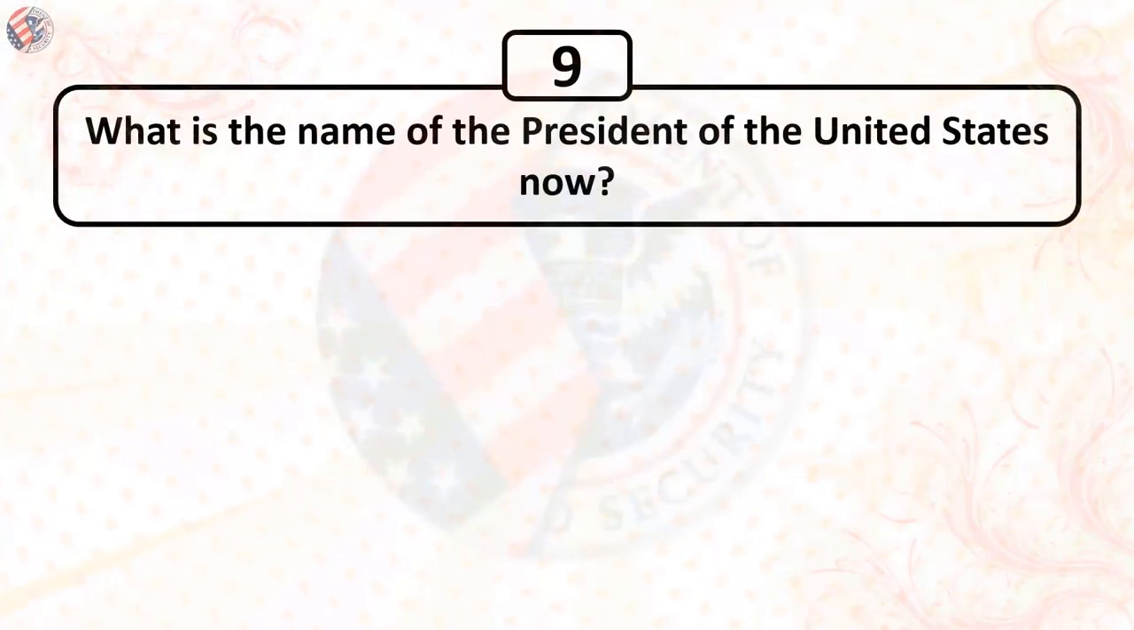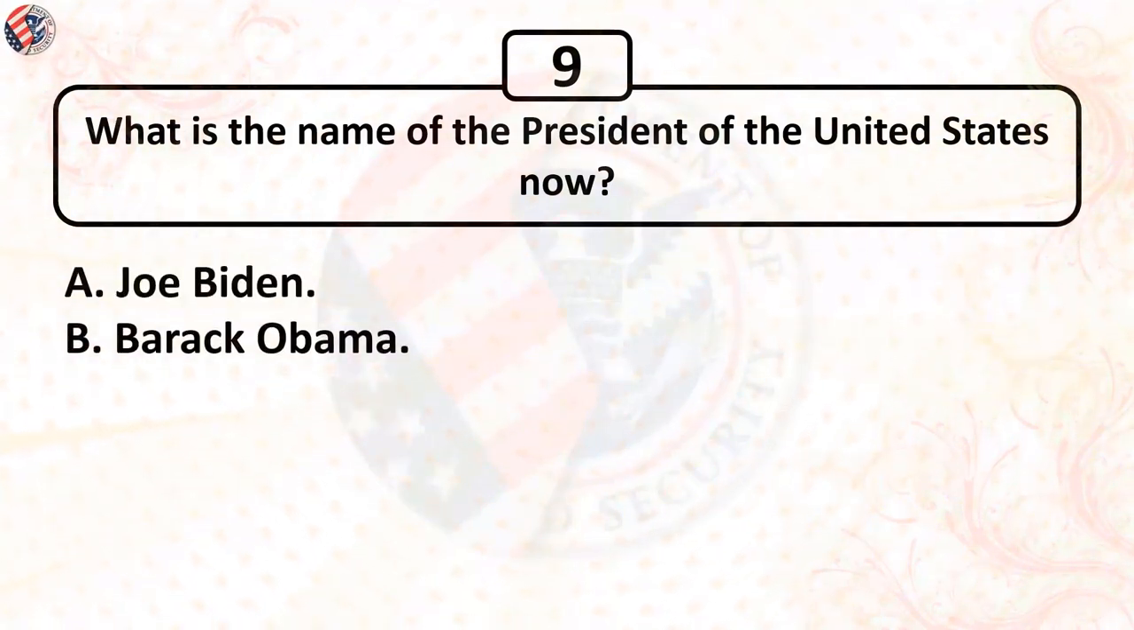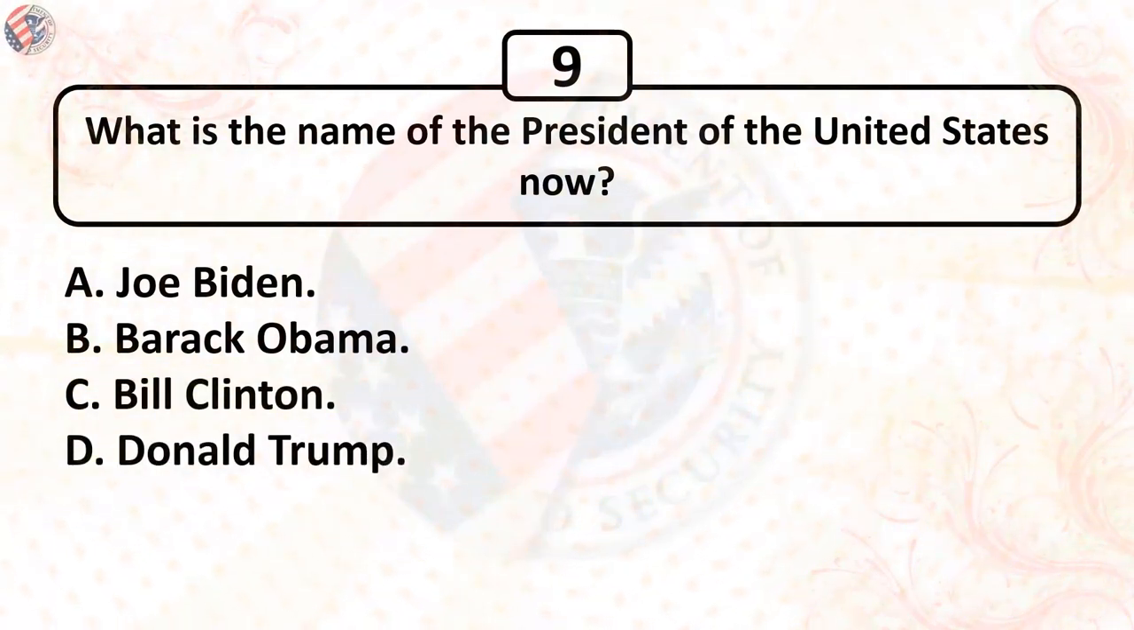What is the name of the President of the United States now? A. Joe Biden. B. Barack Obama. C. Bill Clinton. D. Donald Trump.